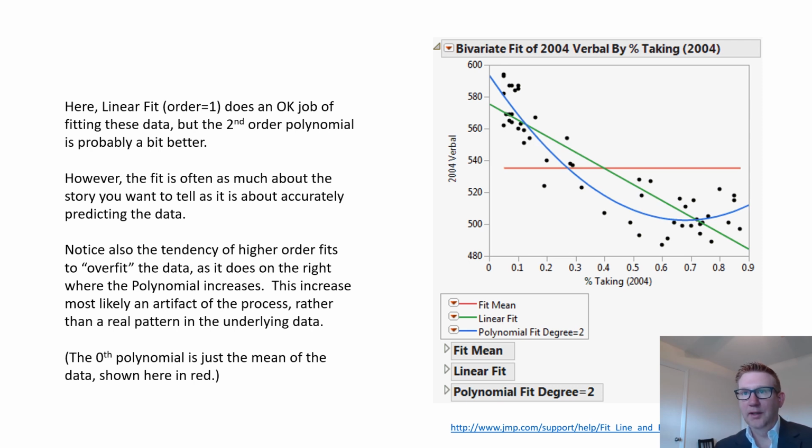The intercept is, call it 575. And then as percent taking increases, you sort of decrease that by a certain amount. And so a classic regression would try to fit that line. But we can add extra terms into that, right? We can say, well, that green line doesn't really capture the behavior of this system very well. What we want is a curvilinear system.